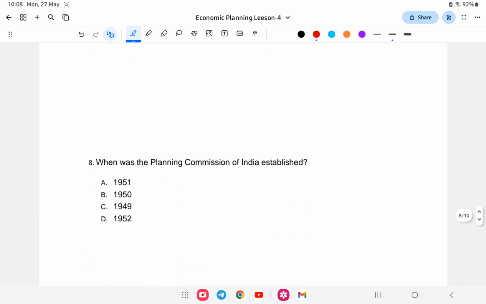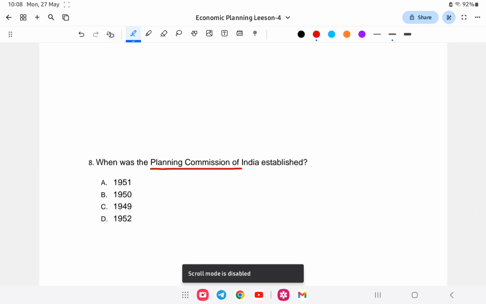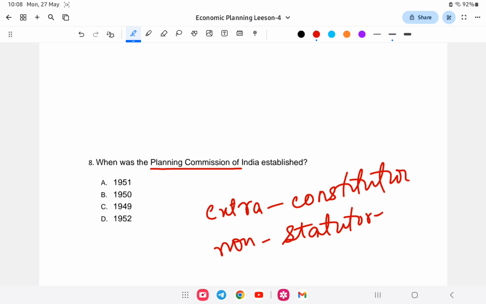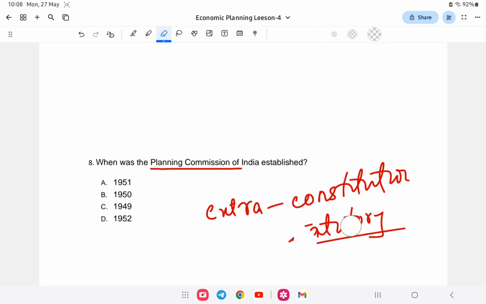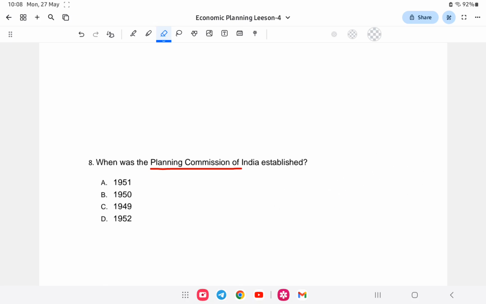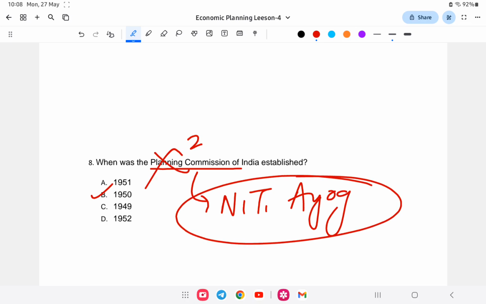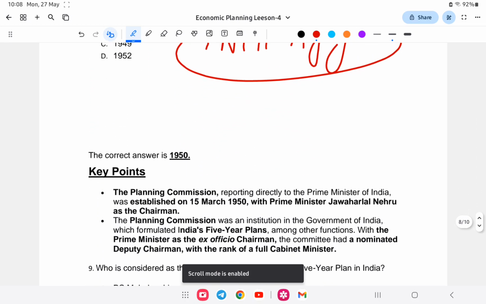Next question number 8. When was the Planning Commission established? The Planning Commission, though it is an extra-constitutional body, meaning it is not in the Constitution, and a non-statutory body. It is an extra-constitutional body and it is established by an executive order of the President of India. The Planning Commission was established in 1950, and in 2014 it was replaced by the Niti Aayog. The Planning Commission ceased to exist after 2014.